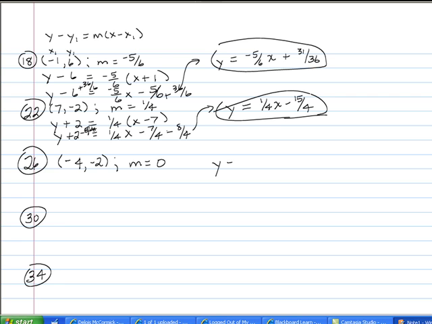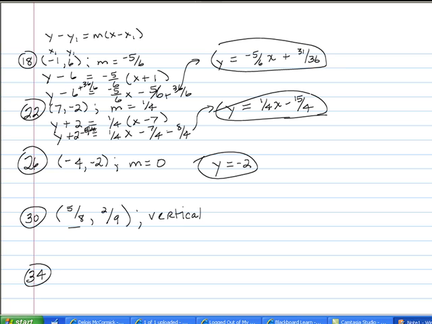Okay, number 30. And we want vertical, which means undefined slope. That means it's going to be of the form x equal to a number. So we want to go with x equals 5/8.